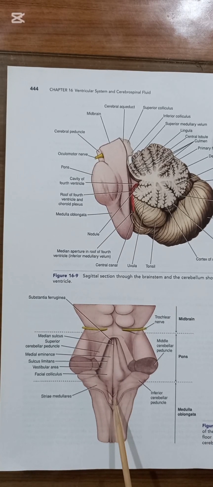Then in the lower part, here you can see these fibers, and these fibers emerge from the median sulcus, and these fibers are known as stria medullaris.